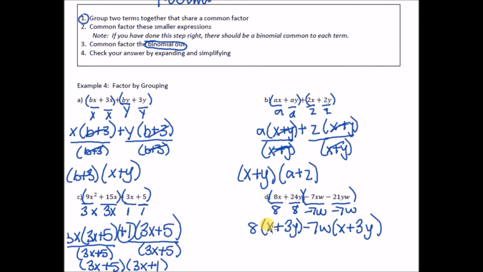Okay, and the whole point of this is to get these two as common factors identical. If not, then we might have done something wrong. Okay, so x plus 3y. And it is possible that it just can't be factored by grouping. Okay, so our one common factor is x plus 3y, because that's in both terms, right? Those go away. And we're left with 8 minus 7w.